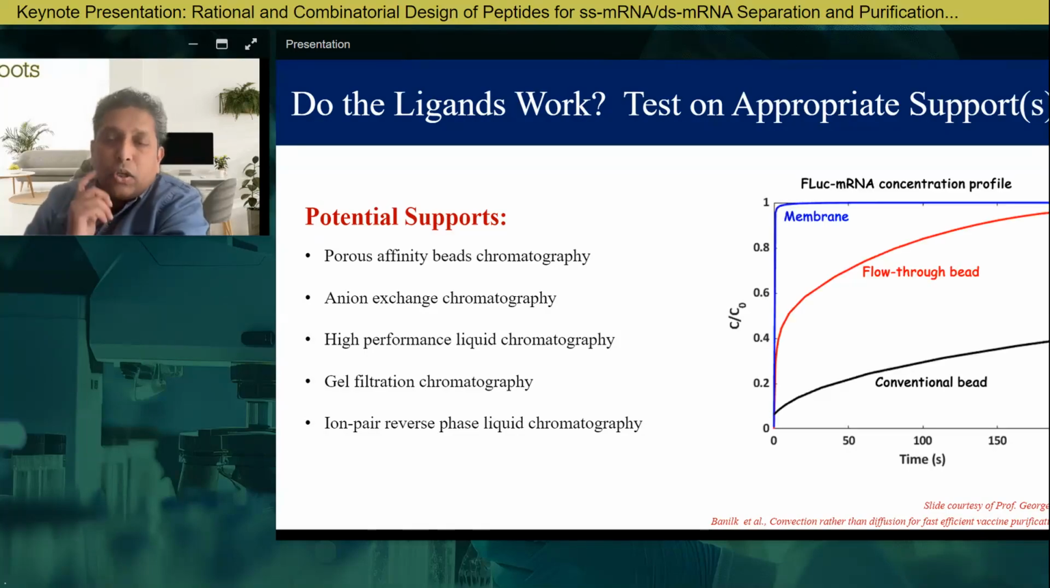And so we decided to go with membranes, grafting these peptides on membranes. And there was some thought behind it. When you are looking at RNA, whether it's single stranded or double stranded, you're really looking at very, very, very large molecules, which in many conventional chromatographic formats may be limited by their diffusion. And so convection seems to be the big driving force here, where membranes have a significant advantage. And so that's the reason why we chose membranes as the appropriate supports to test these peptides on. If you have questions about this, I would love to discuss this at the end of the talk.